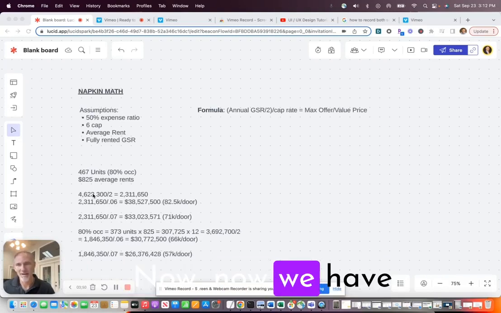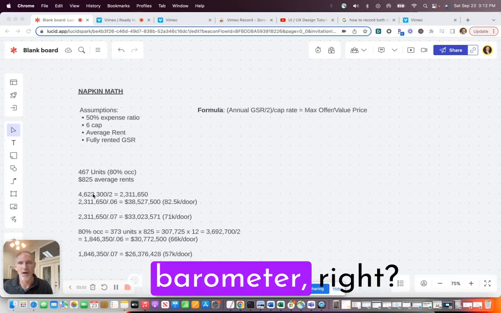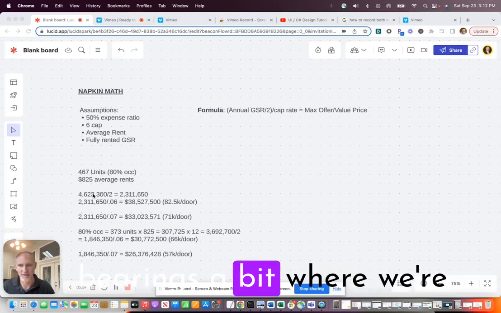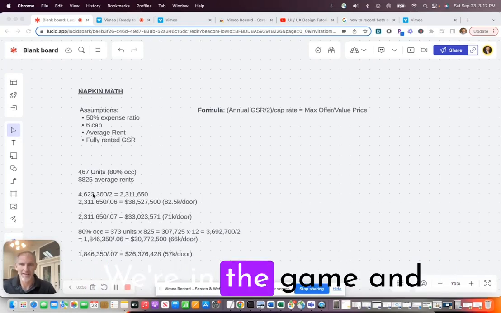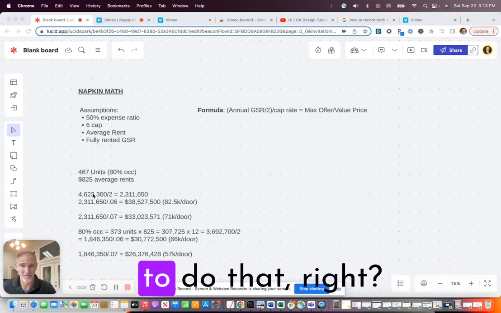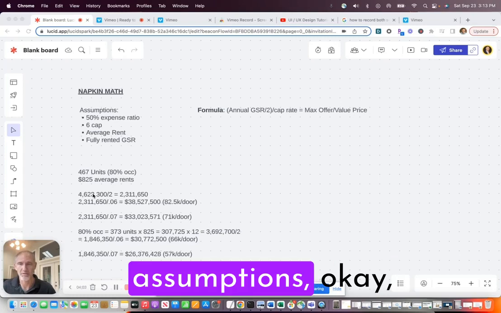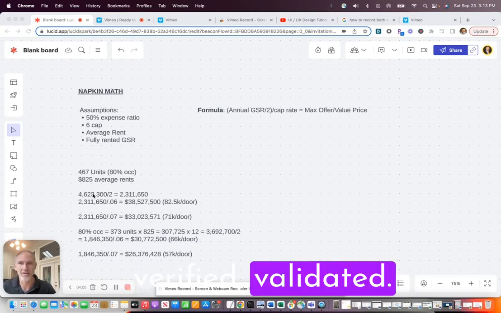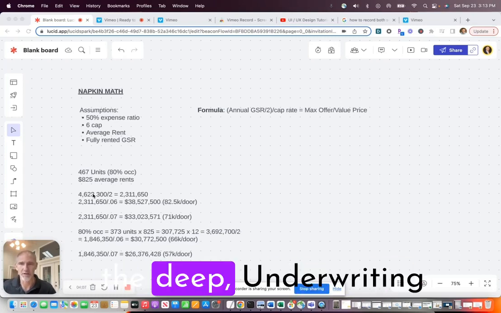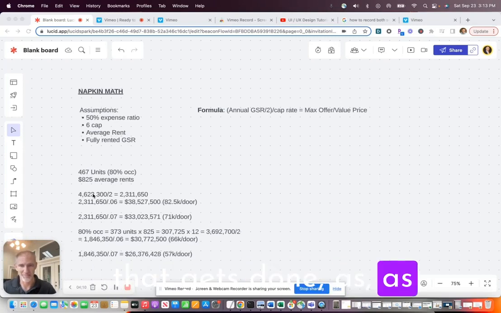Now we have an idea, right? We have our barometer, right? We have our bearings a bit. We're in the world, we're in the game, and it took, what, 2 minutes to do that, right? We knew a few things. We checked on a couple things. We made some real assumptions, okay, that need to be verified, validated, and that's all part of the deep underwriting that gets done as part of the next step.